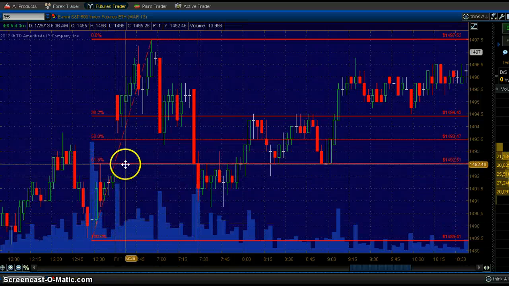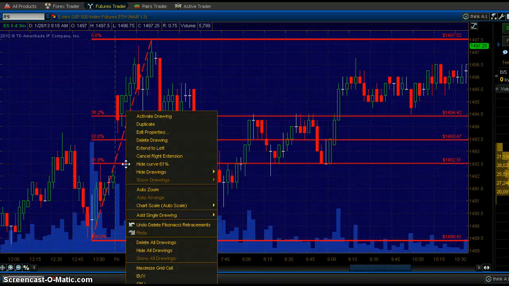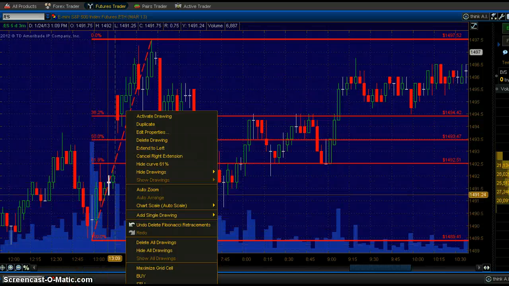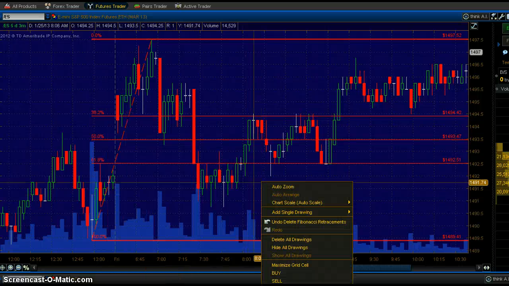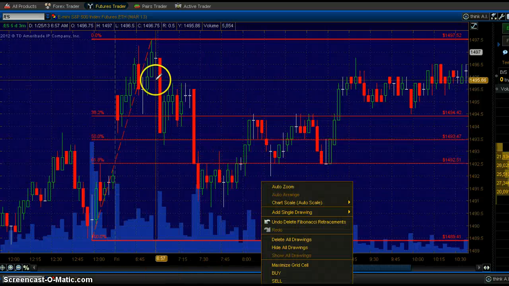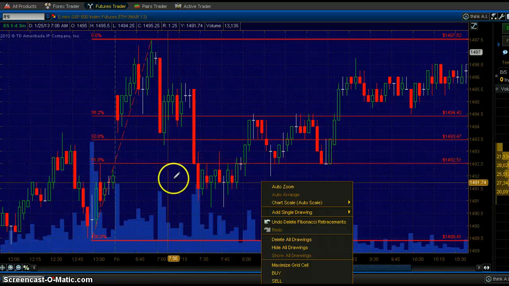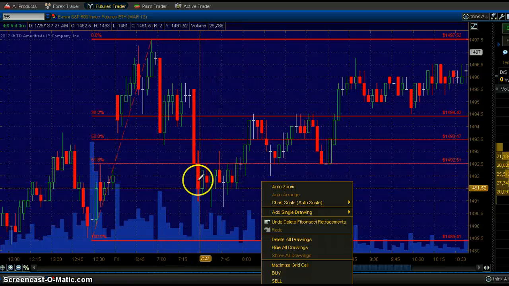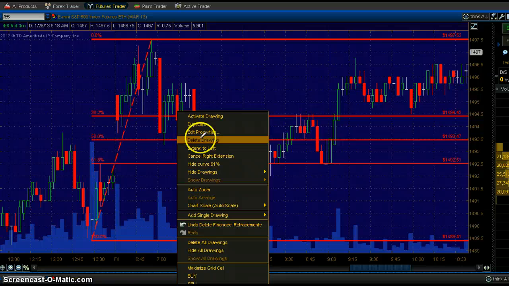And we'll delete this level here. Sorry, my computer froze up. So you can see it retrace, it filled the gap, so you're going to kind of let it settle down and see where it's going to go.